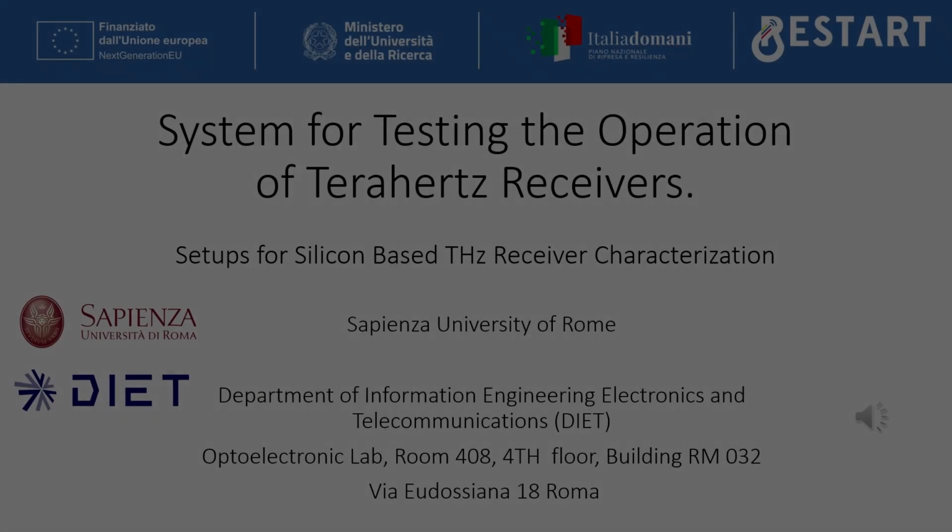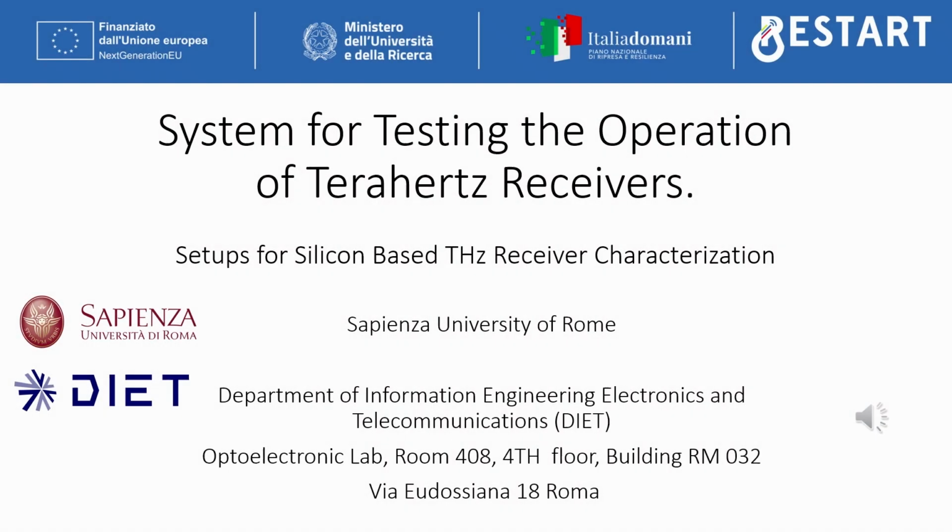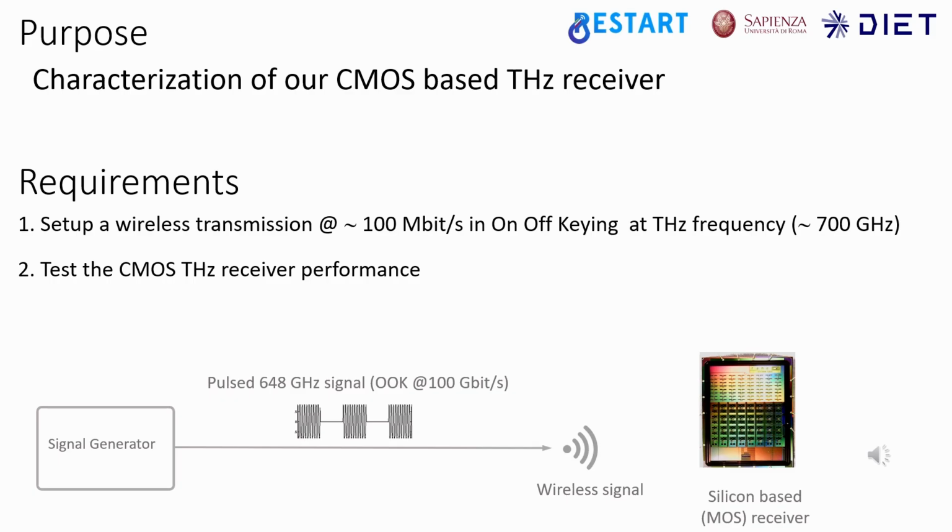In this video, we present the setups for the testing of the silicon-based terahertz receiver designed in the Department of Information Engineering, Electronics and Telecommunications of Sapienza University of Rome, and currently under fabrication. Our purpose is to characterize a silicon-based terahertz receiver by setting up a wireless transmission chain in on-off keying at 100 megabits per second at 700 gigahertz carrier frequency.